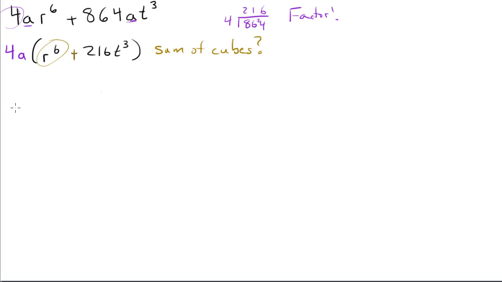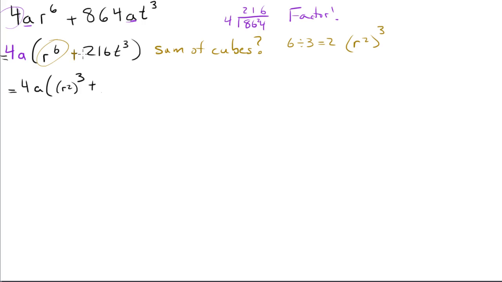But what about that r to the 6th? You know, I'm thinking 6 divided by 3 is going to be 2. I'm trying to see if I can write it as something cubed. R squared cubed. Cool. So let's go ahead and rewrite that and look at it. We're going to have 4a times r squared cubed plus 216.